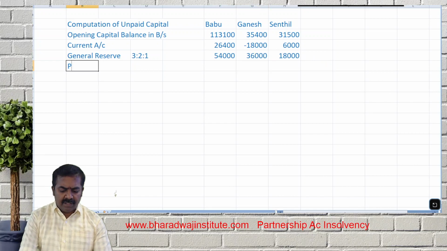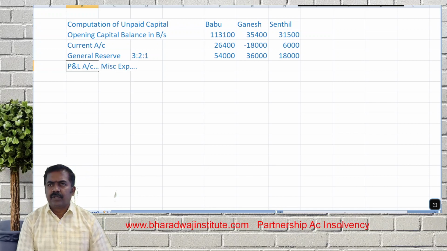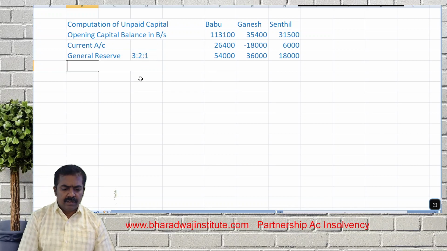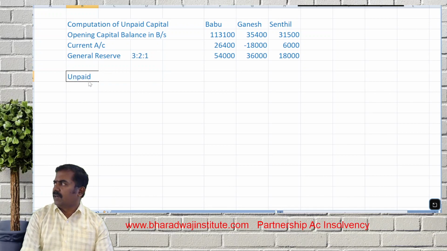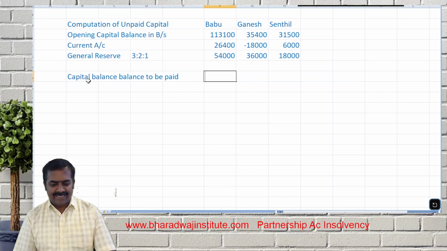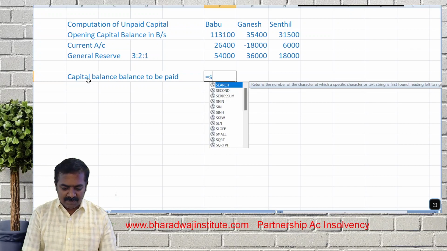Any P&L account, any miscellaneous expenditure like advertisement suspense, etc.? Any advertisement suspense, etc. to be adjusted? Nothing. So this will give us unpaid capital balance, or capital balance to be paid.